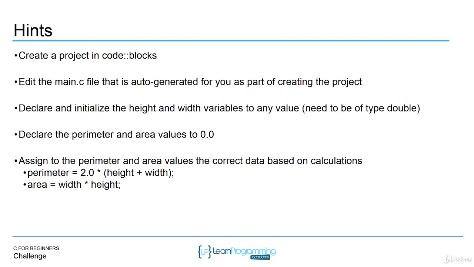So you can copy and paste the perimeter and area calculations right here in your program after you've declared and initialized all your variables. This is really the only logic of the program. Just do a couple calculations. After we've done those calculations, you then want to display the value of the two variables, perimeter and area, and also height and width you should display as well.